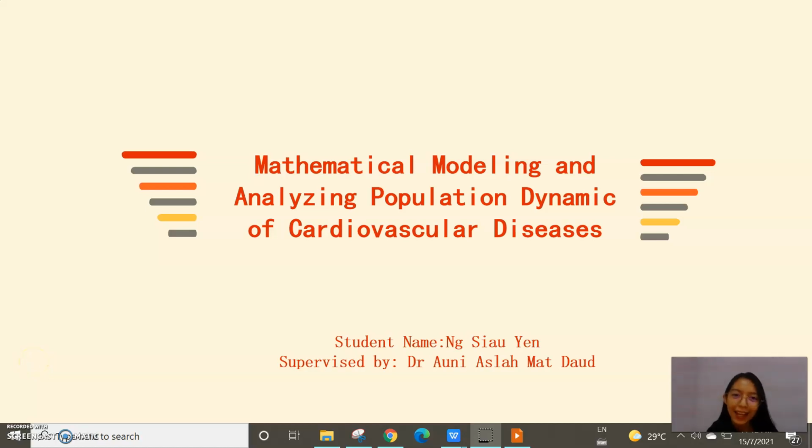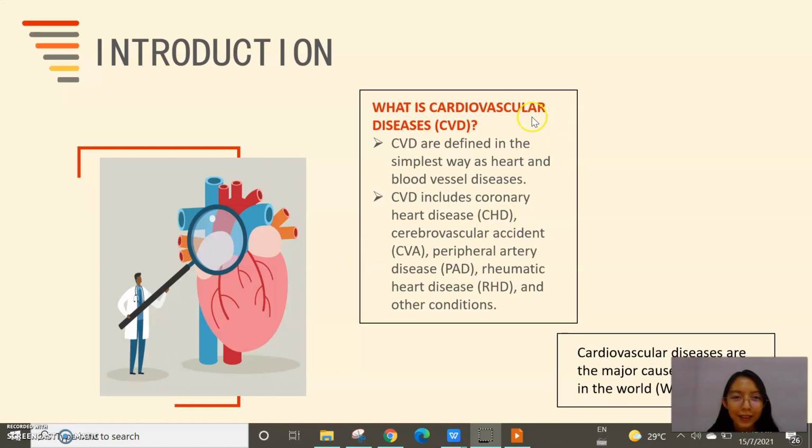I am Siau. I would like to present my final year project entitled Mathematical Modeling and Analyzing Population Dynamics of Cardiovascular Disease. What is cardiovascular disease? CVD is defined in the simplest way as heart and blood vessel disease. CVD includes coronary heart disease, CHD, cerebral vascular accident, CVA, peripheral artery disease, PAD, and rheumatic heart disease, RHD, and other conditions. Cardiovascular disease is the major cause of mortality in the world based on WHO in 2017.